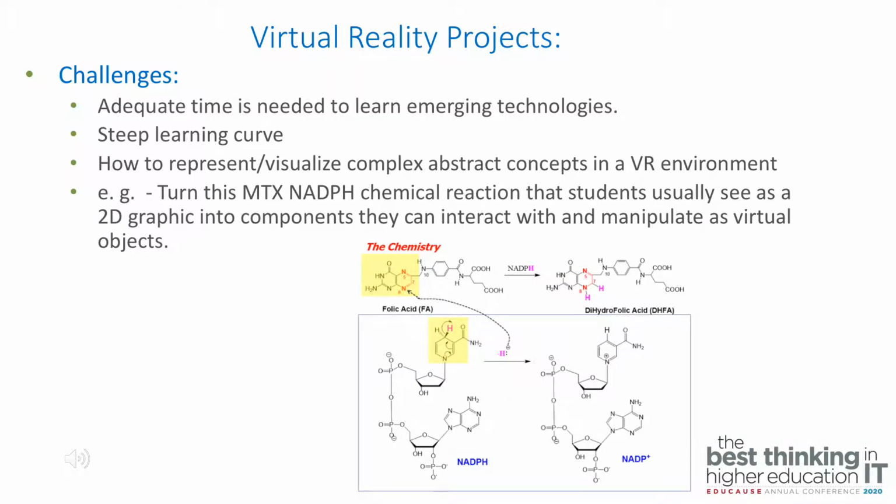Virtual reality projects, challenges. Adequate time is needed to learn emerging technologies. Steep learning curve. How to represent and visualize complex, abstract concepts in a VR environment. For example, turn this MTX NADPH chemical reaction that students usually see as a 2D graphic into components they can interact with and manipulate as virtual objects.